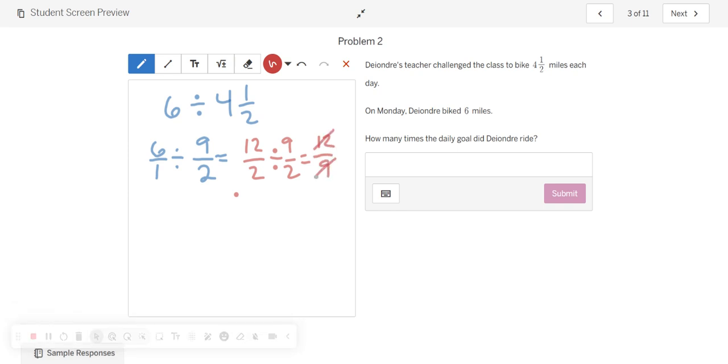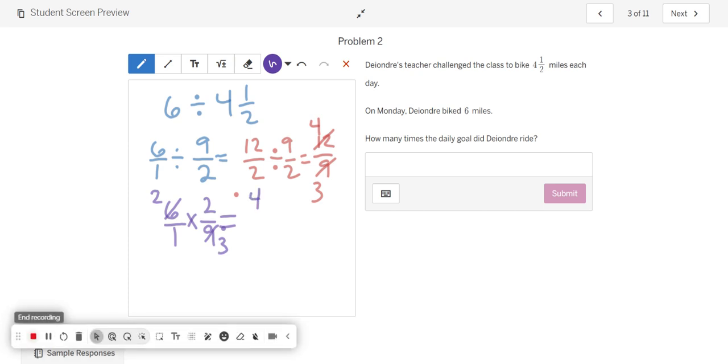I can divide by 3/3 and I get 4/3. Another way to do this problem is KFC, or keep the first, so 6/1, flip the second, 2/9, change the sign to multiply. At this point, 6 and 9 work really well together. I divide by 3, I get 2. I divide by 3, I get 3. And so I just multiply straight across. I get 4/3, or once again, 1 and 1/3. I could put it either way.